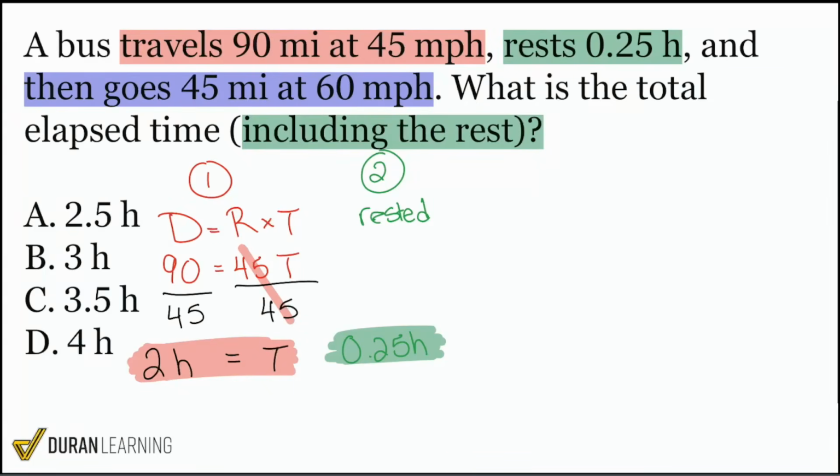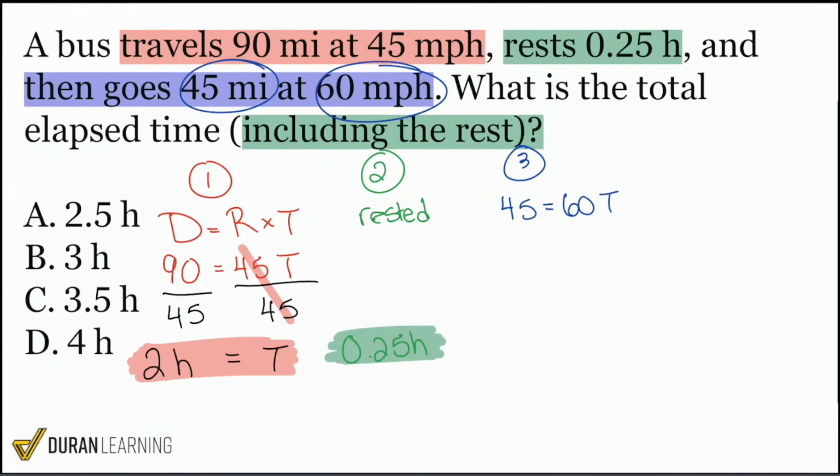Now, we'll look at situation number 3. Situation number 3 is represented as 45 miles, which is a distance, and 60 miles per hour, which is a rate. So I'm not given the time, but I can absolutely find the time. Here, my distance is 45 miles. My rate is 60 miles per hour, and that's multiplied by time.